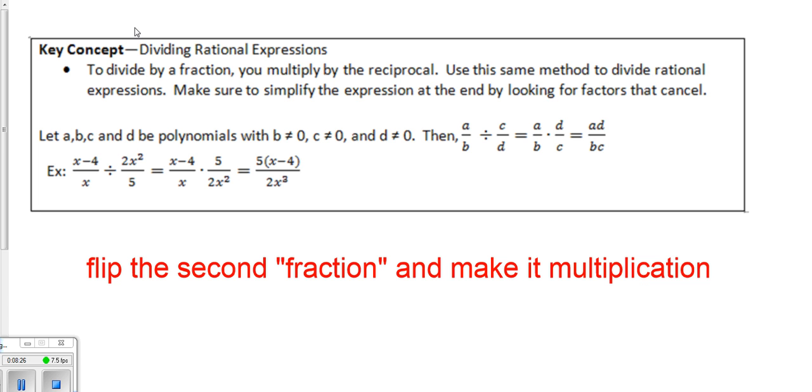Our next concept to look over is dividing rational expressions. To divide by a fraction, you just multiply by the reciprocal. This is the same thing you're going to do when you're dividing with rational expressions. What does that mean? It basically just means flip the second fraction and then call it multiplication. So here they used an example, a over b divided by c over d is the same as a over b times d over c. Notice that these two are flipped, and this changed to multiplication. Okay, here's kind of a more exact example.